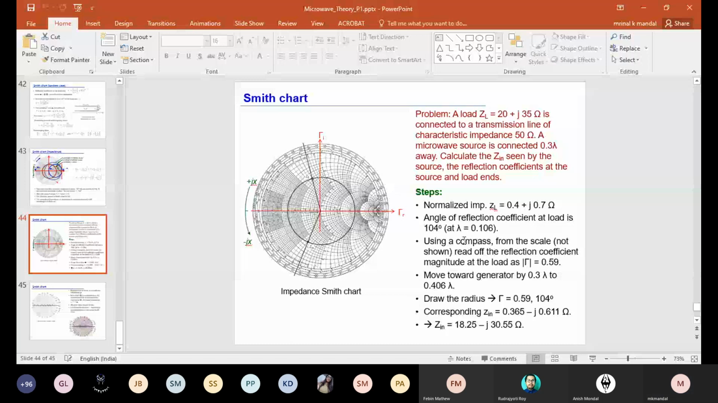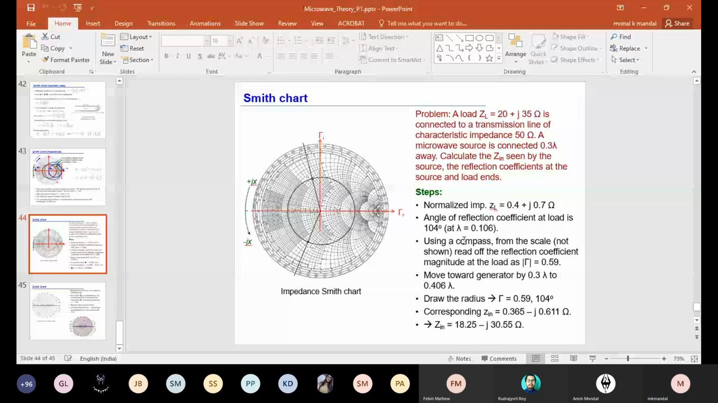Let's say some transmission line is given with a characteristic impedance of 50 ohm, and it is terminated with a load of 20 plus j35 ohm. Then you have to calculate Z in seen by the source, and the reflection coefficients at the source and load ends. The source is connected 0.3 lambda away from the load.